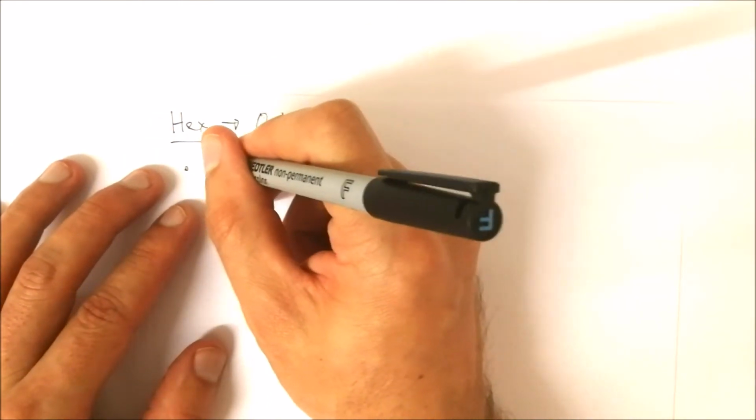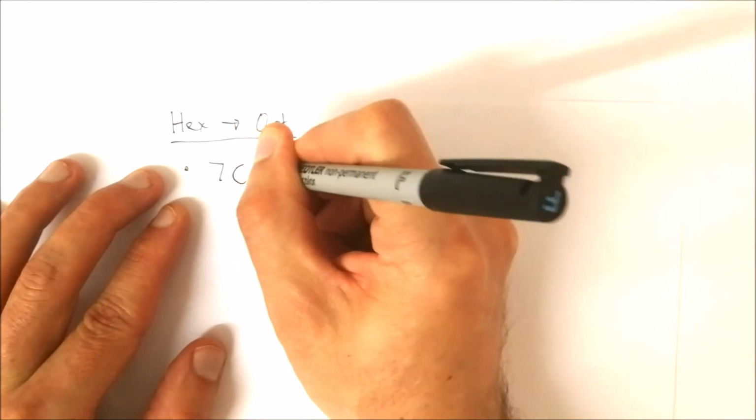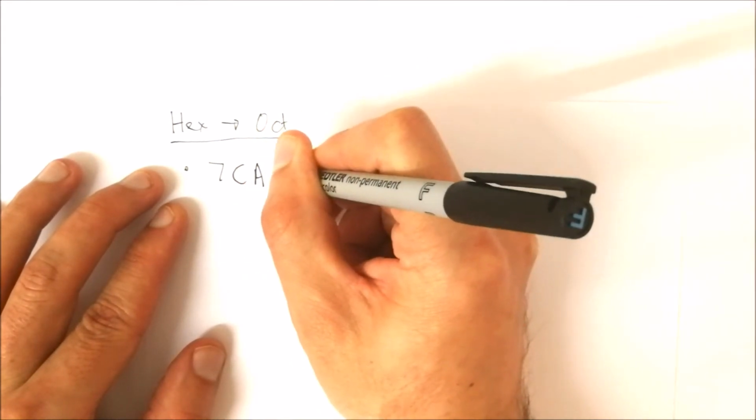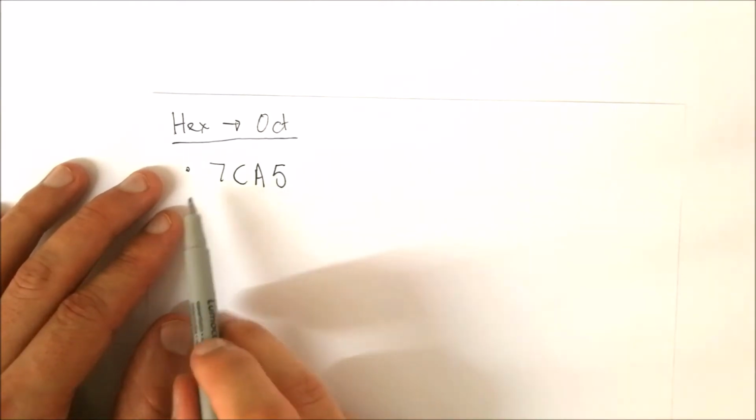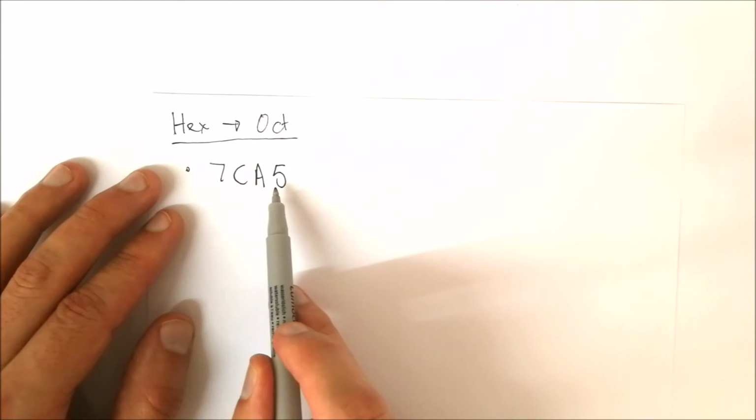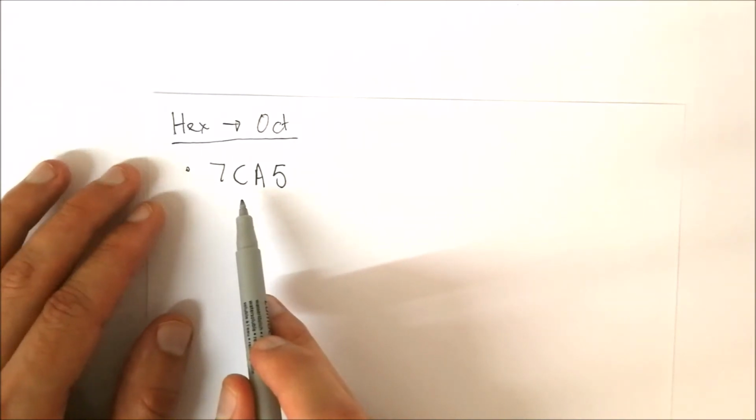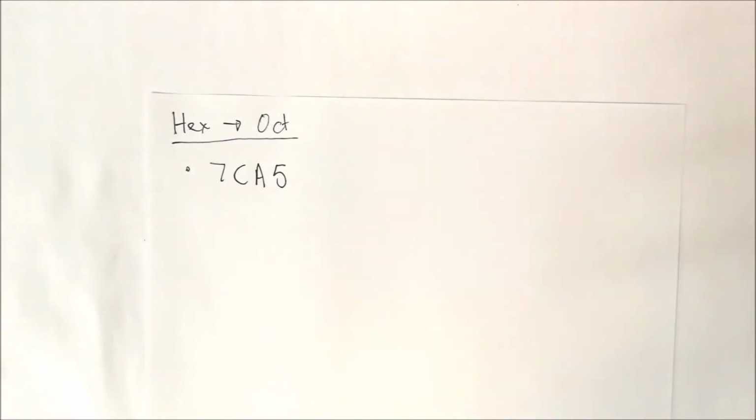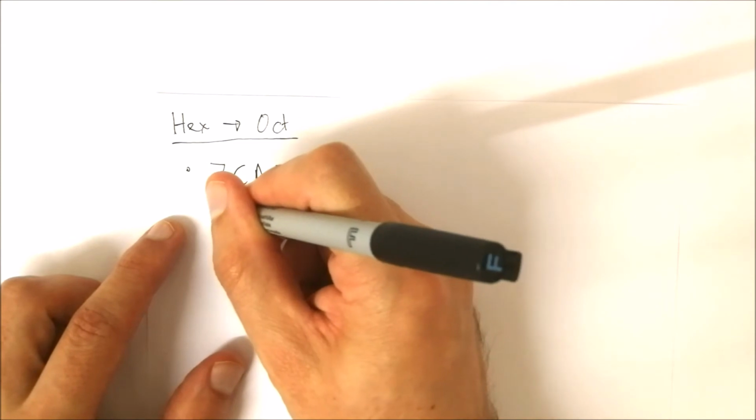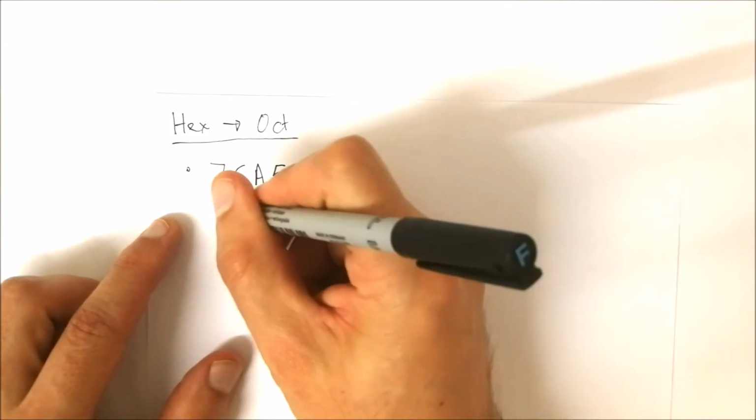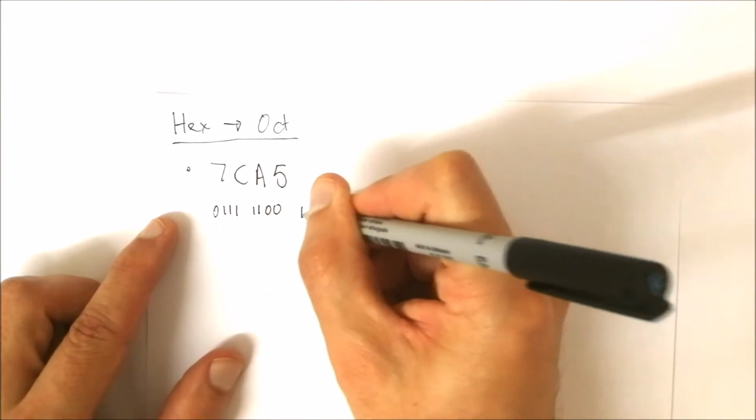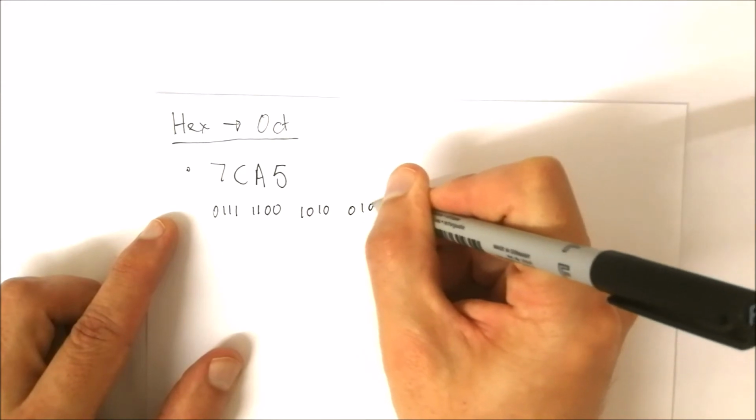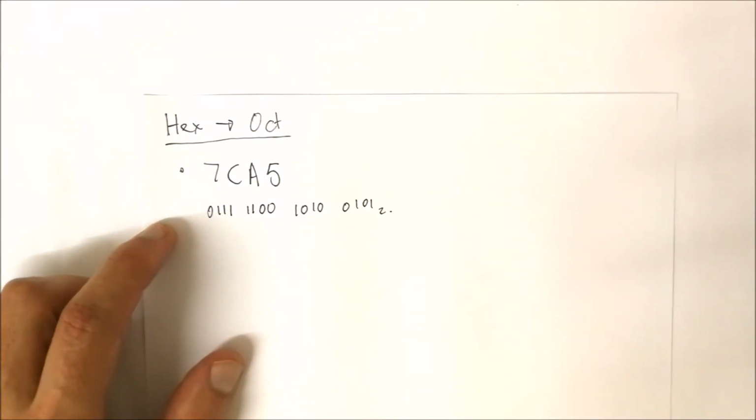Let's say we've got 7CA5, and we're going to convert that now to octal. The first thing we've got to do is convert this number into a binary number. This was one of the examples we've actually had to look at before. So to convert this to a binary number, it's going to be 0111 1100 1010 0101. Okay, so that's in binary.